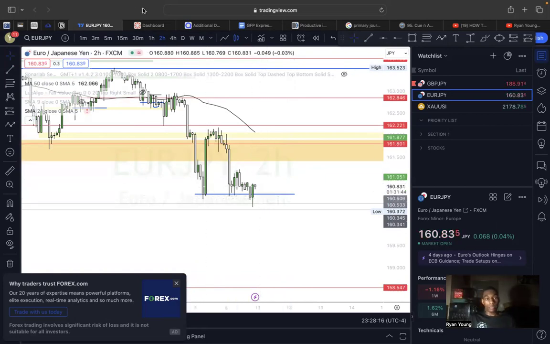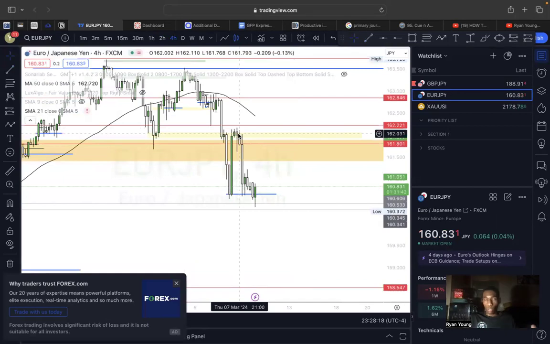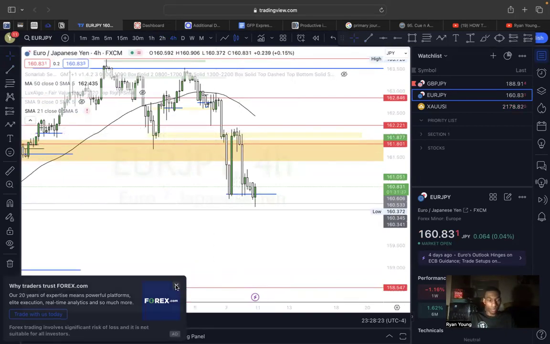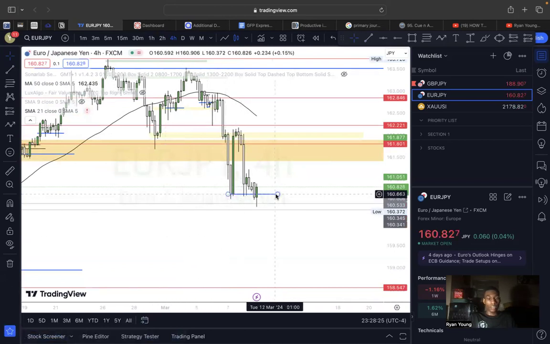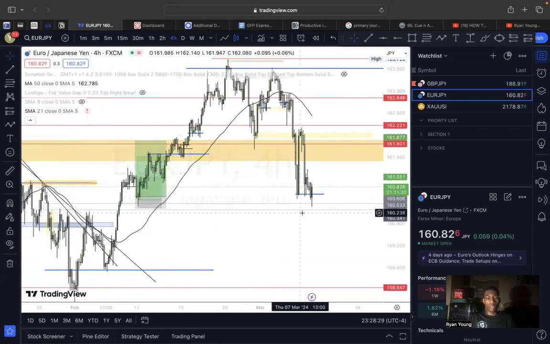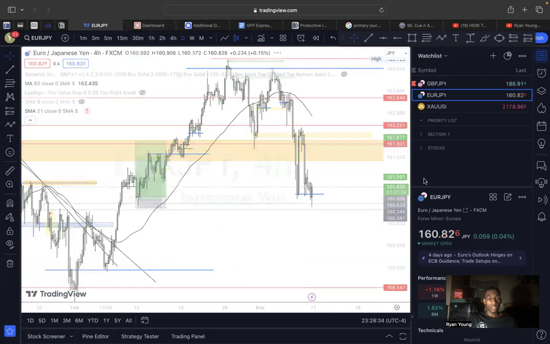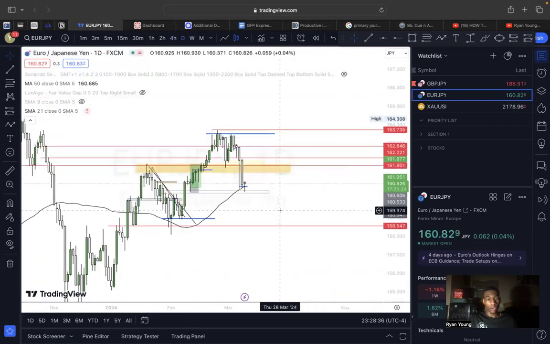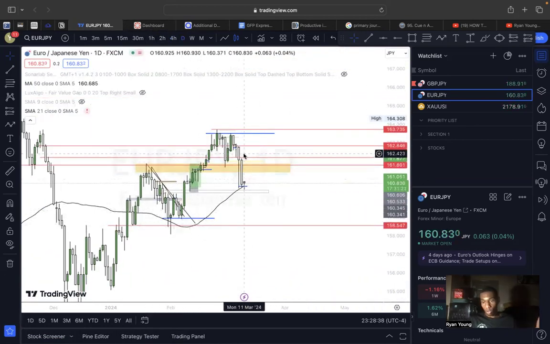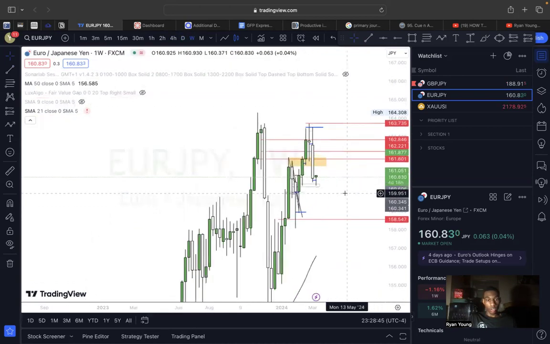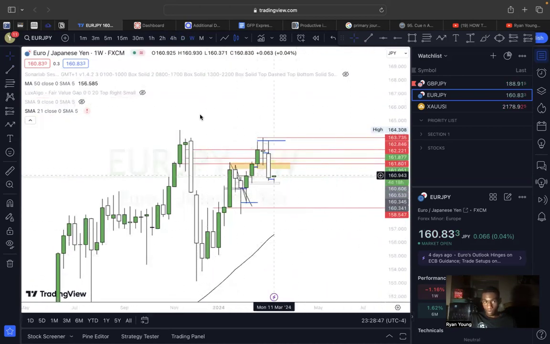I like to add as many confluences as possible to add on to my bias. So we have the area of support. We also have this area of support to add on top of that. And like I said, we are in an overall bullish condition when we look on the daily, and when we look on the weekly, you can see it even clearer. Overall bullish.